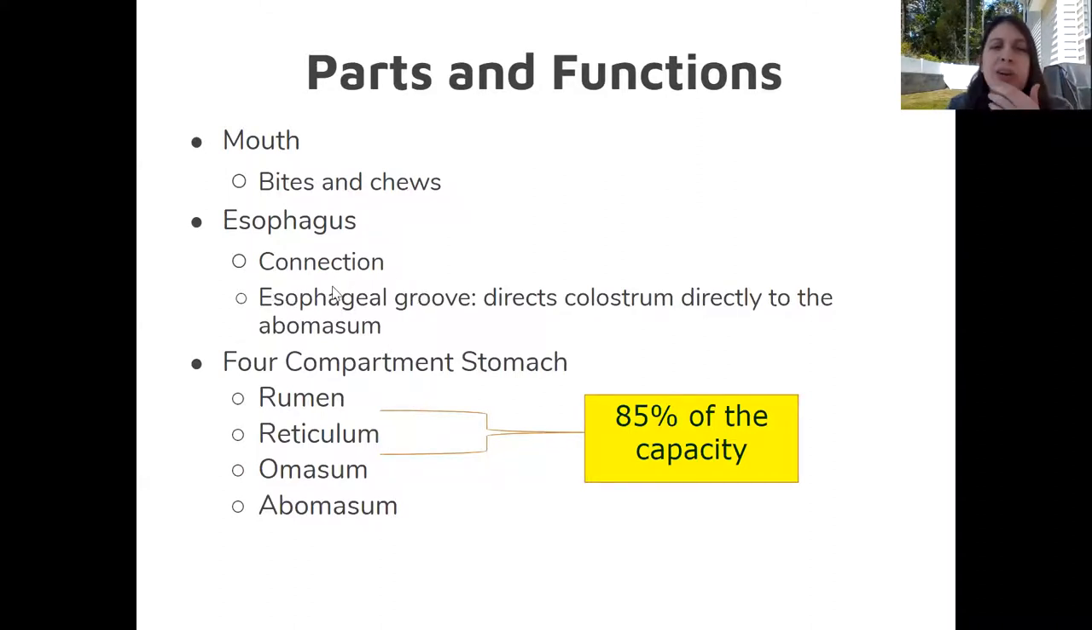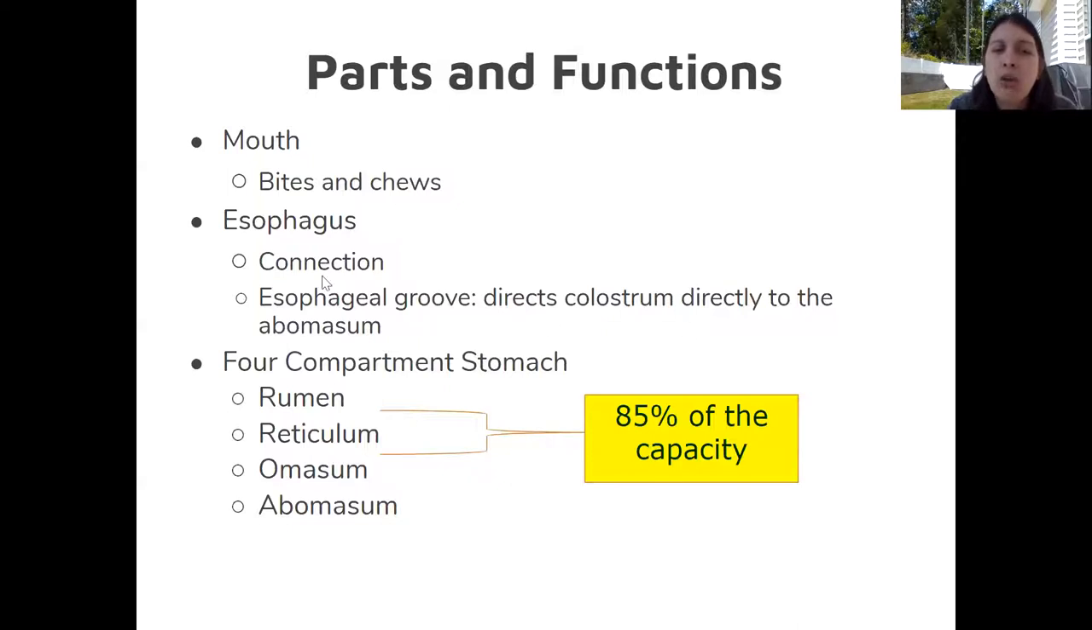There is a little esophageal groove, esophageal coming from esophagus. So there's a little groove in the esophagus. The esophageal groove is only used for little babies, like little baby cows or little baby lambs that are still drinking their mother's milk. If they're still drinking their milk, then there's nothing for them to ruminate. There's nothing for them to chew and regurgitate and chew again because it's all liquid.